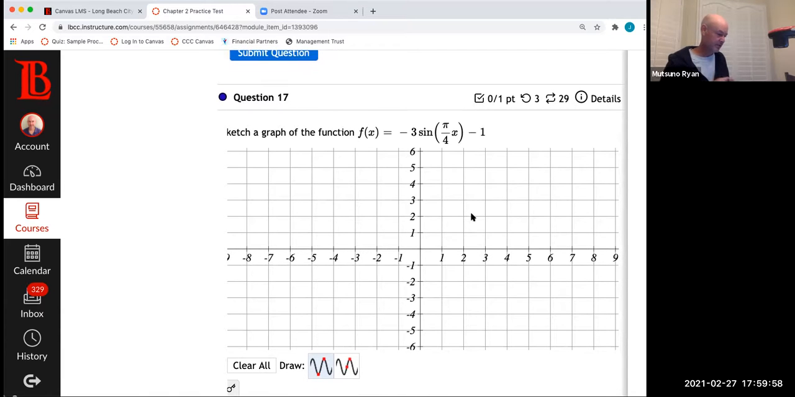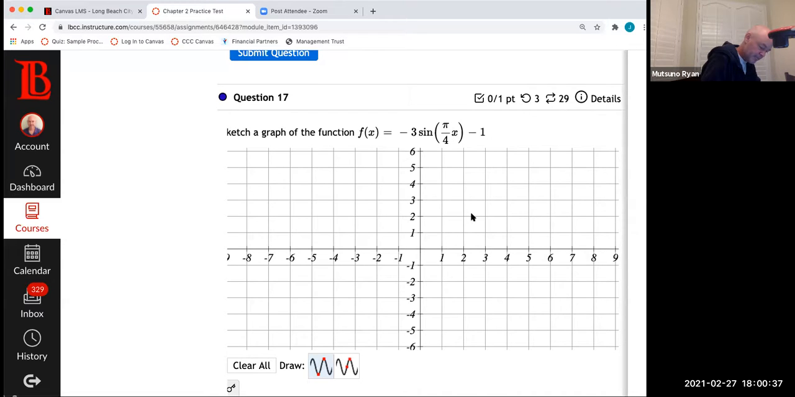All right, we are now to the graphing phase. And we're going to graph just one period of this. This is y equals -3 sine of pi over 4 x minus 1. So we get quite a bit going on with this one. First of all, we need to remember that our amplitude is 3, but we're going to go downward first. Let's find our period.